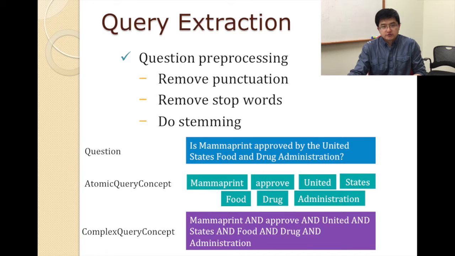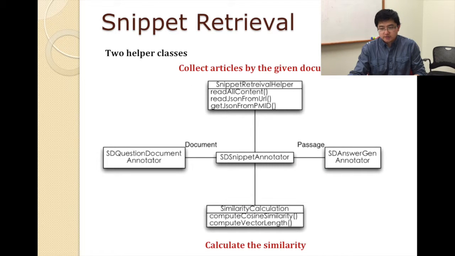In the snippets retrieval section, we introduced two helper classes, the snippet retrieval helper and the similarity calculation, to help snippet retrieval. The first class is used to collect the article from the web based on the document we retrieved, and the article is chunked into different sentences. Then, by the second class, we calculate the cosine similarity of the original query and the snippets we retrieved, and re-rank the snippets and pass them into the answer generation annotator.